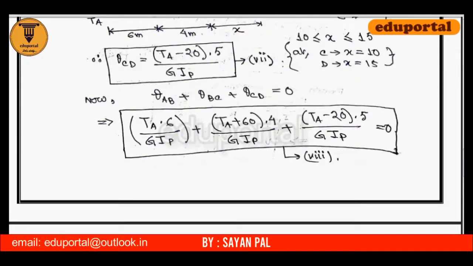Now from the concept, theta AB plus theta BC plus theta CD equals 0, that is, the total angle of twist between two fixed ends equals 0. Now putting in the values of theta AB, theta BC, theta CD, we finally get this equation. Now our task is to solve this equation. How to solve?